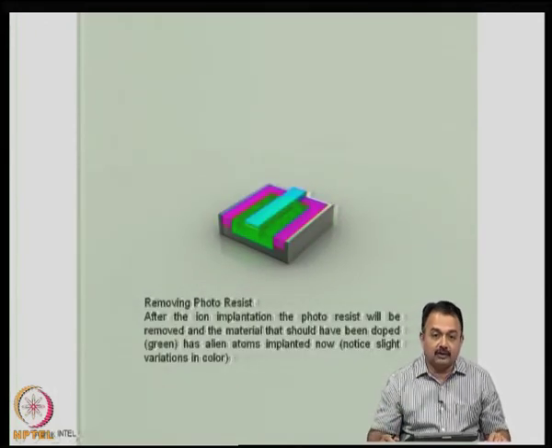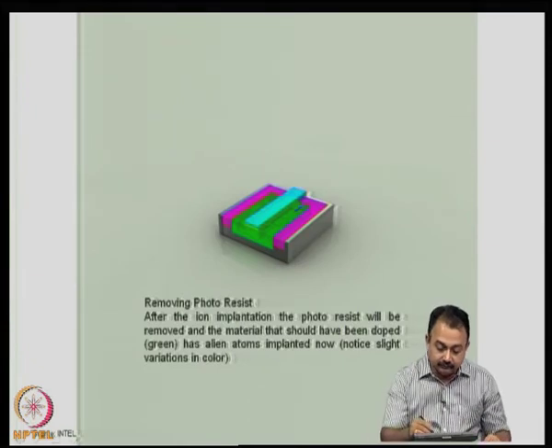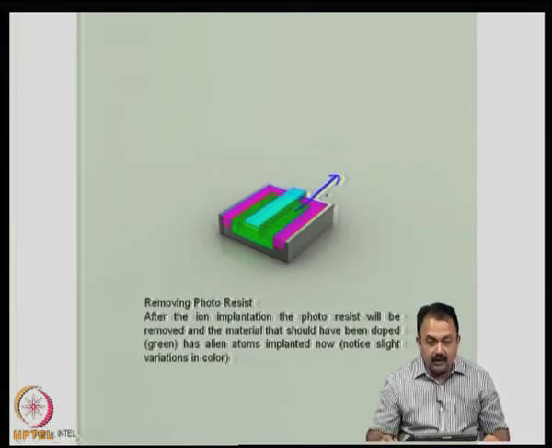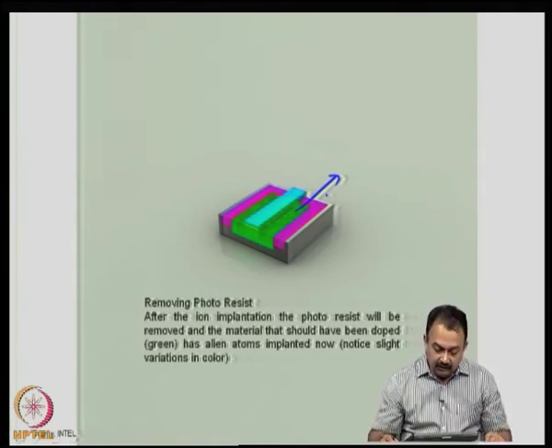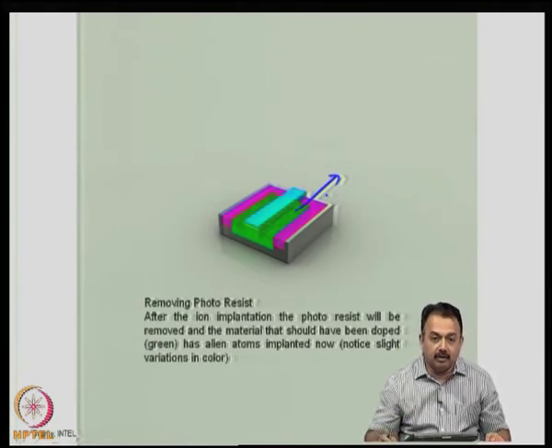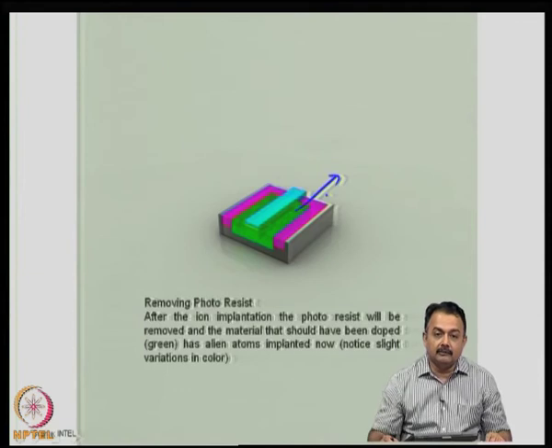Now, you remove the photoresist. Once that job is over, you remove the photoresist and the material that should have been doped, green in this case, has now got the dopants, the new material implanted. And you can see there will be variations in the properties of these host material plus the dopant.